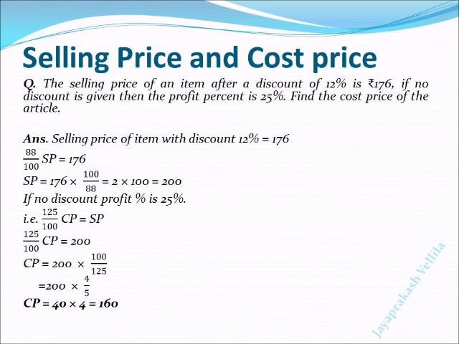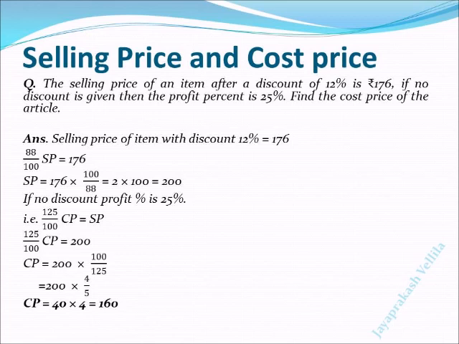Today's question is regarding profit, selling price and cost price. Here, the question is: the selling price of an item after a discount of 12% is rupees 176. If no discount is given, then the profit percentage is 25%. Find the cost price of the article.